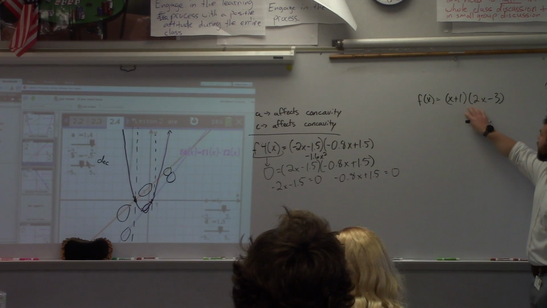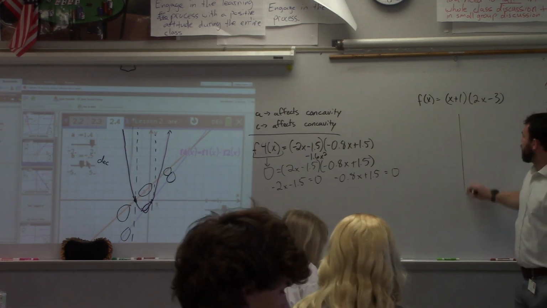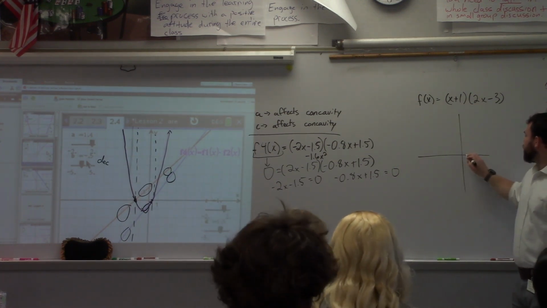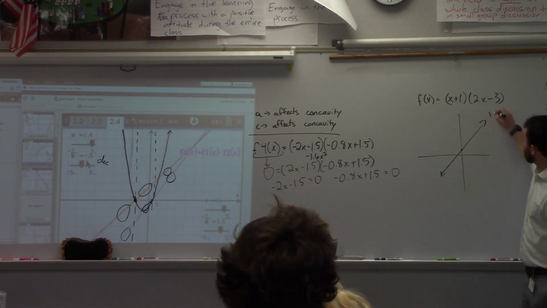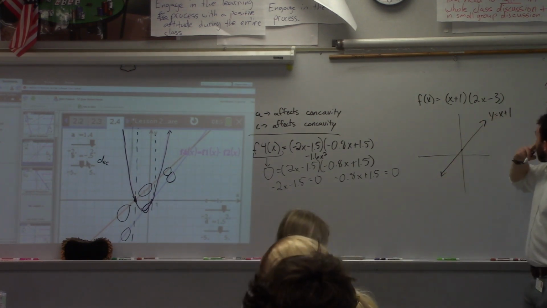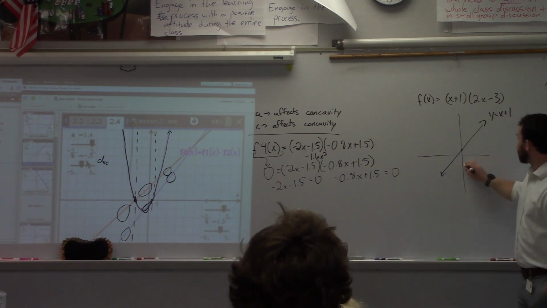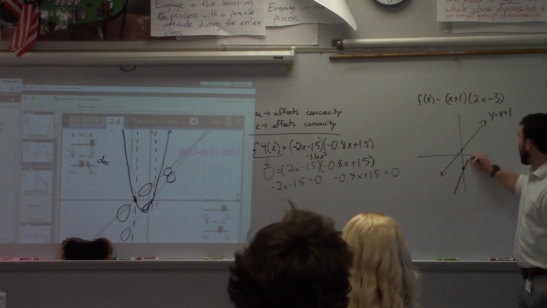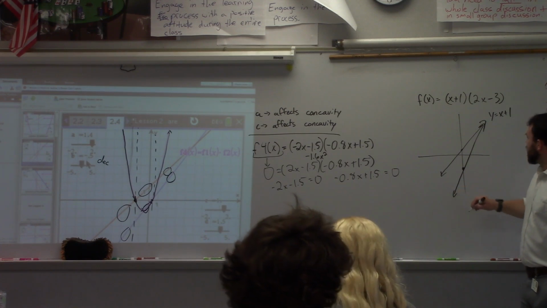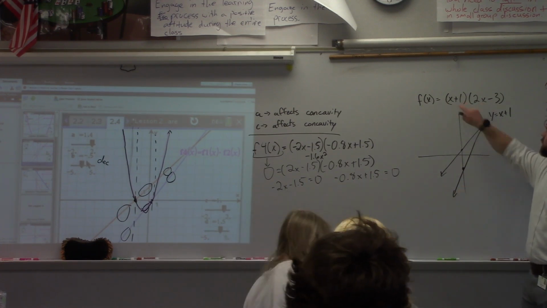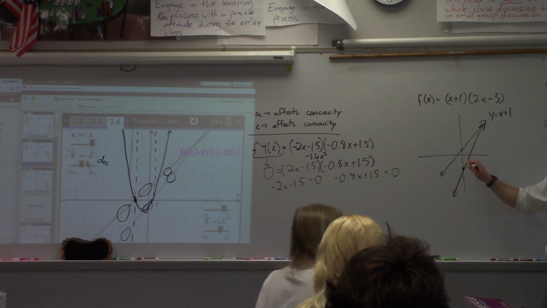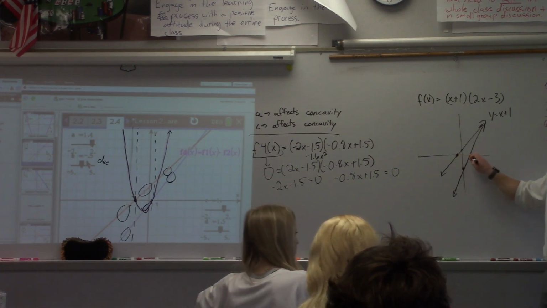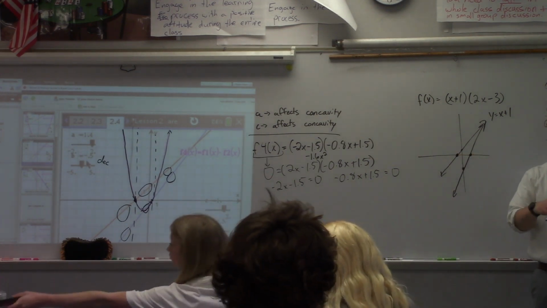Now, I want us to briefly look at this. Here's y equals x plus 1. Okay, pause. Here's y equals x plus 1. Here is roughly y equals 2x minus 3. So where would be the zeros of those parabolas? The two what? X-intercepts. Right, that's all I need us to see to start.